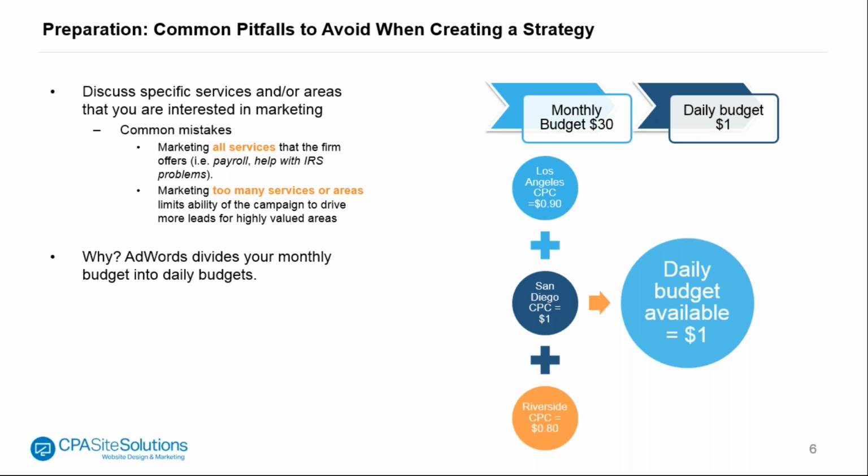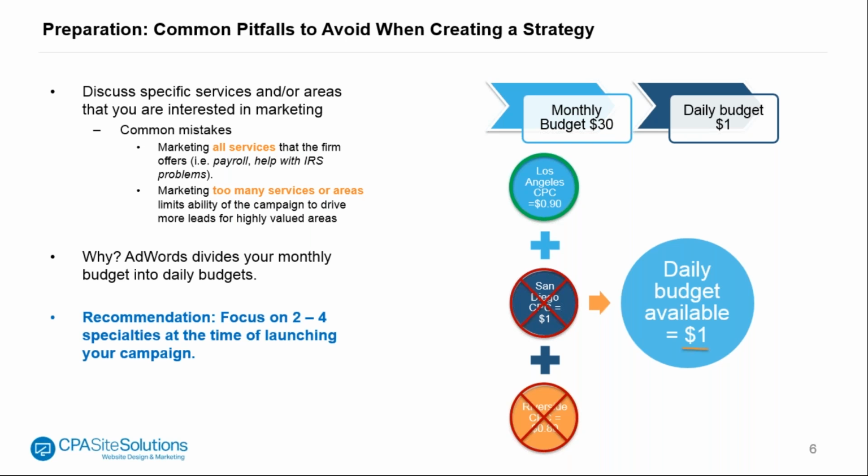And then say, for example, you want to also target Riverside, which means you're basically targeting all of Southern California in this particular scenario. That particular cost is 80 cents. However, you only have a total budget of $1. So if we choose Los Angeles and we only have $1, that leaves San Diego and Riverside out because now you don't have enough room in your budget to actually target these areas. So the recommendation typically for this is to focus on 2 to 4 specialties at the time of launching your campaign so that you don't spread your budget too thin.